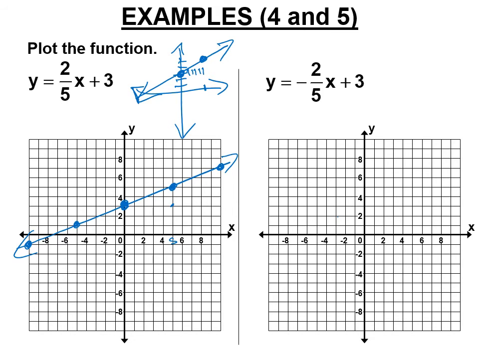All right, so now compare these two. They're very similar. So we're starting at 0, 3. Now, the slope here is -2/5, right? The negative goes with the rise, always. The run is always a positive number. So that's what this looks like. We're going down 2 and over 5. Down 2 and over 5.